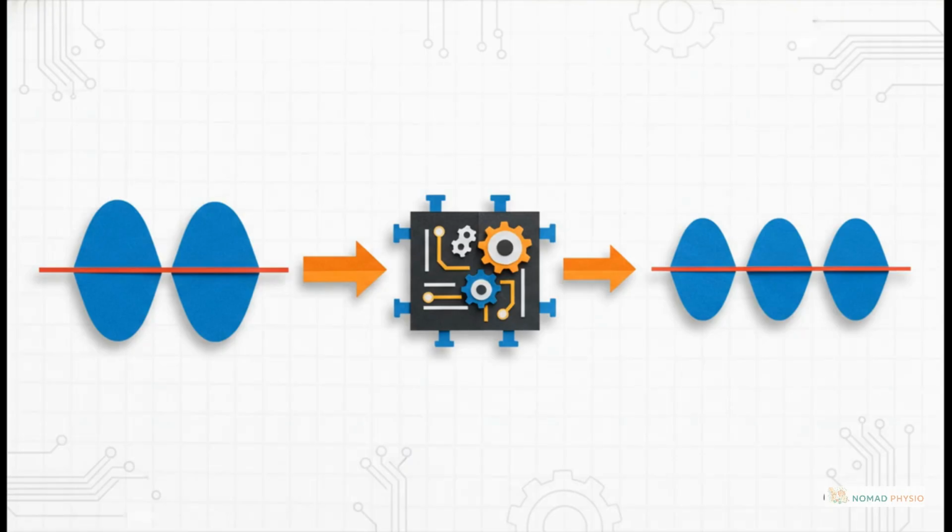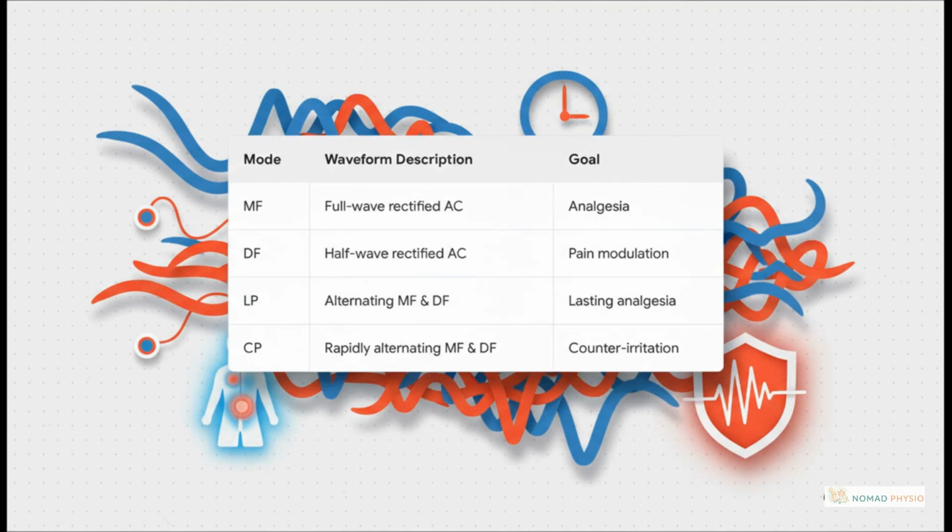Now, diadynamic currents are a fascinating family of waveforms. They all originate from a single source, a 50 Hz sinusoidal AC. This AC is then rectified, a process that basically converts the bidirectional AC into a unidirectional pulsed current, and that forms the basis for all the various diadynamic modes you'll use. Let's break down this table of the primary diadynamic modes.